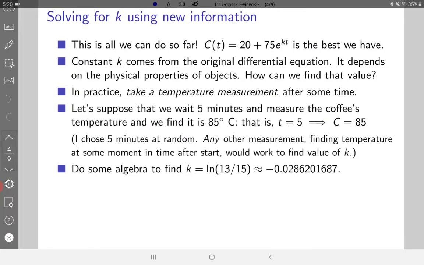That constant k comes from the original differential equation, Newton's law of cooling. It depends on the physical properties of the objects. How could we find it? Well, in practice, we can just take a temperature measurement after some amount of time.